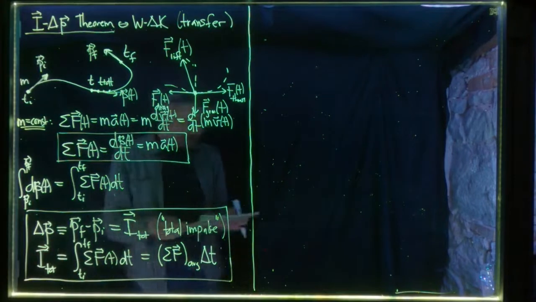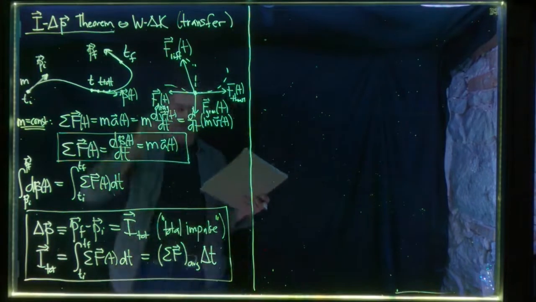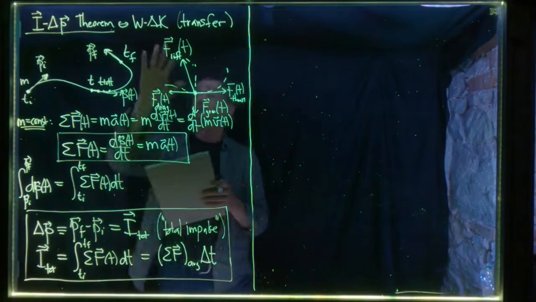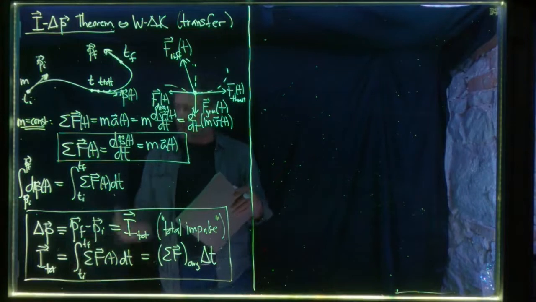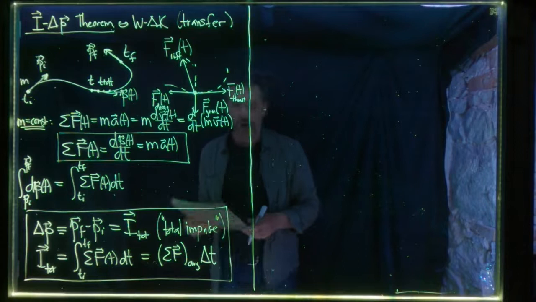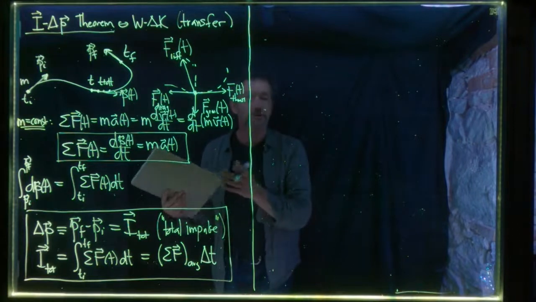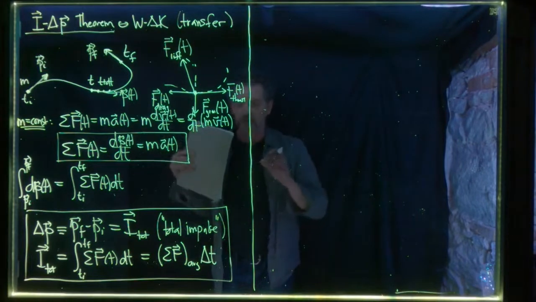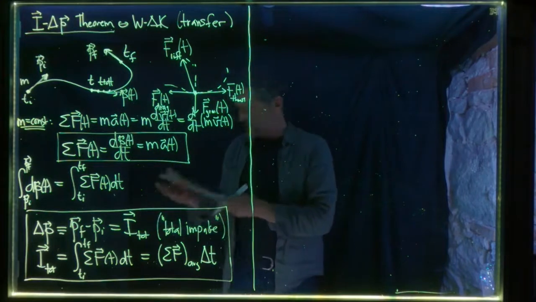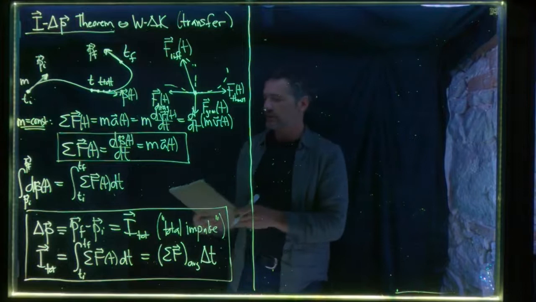Okay? So this is called the impulse delta P theorem. And you can see it's exactly analogous to the work kinetic energy theorem. Instead of forces acting over displacement, transferring energy, we have forces acting over time, transferring momentum to the system. And of course, however much energy you give to a system is the amount by which the energy changes. However much momentum you give to a system, that's the amount by which the momentum changes. So that's the content of conservation of momentum.